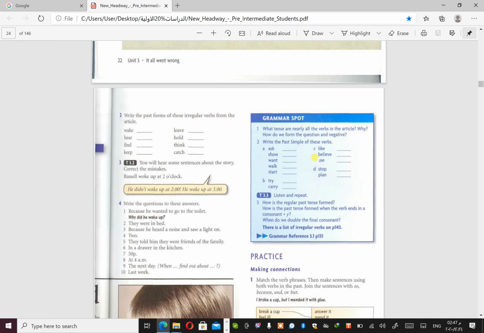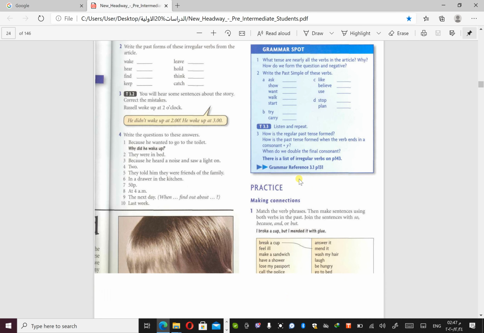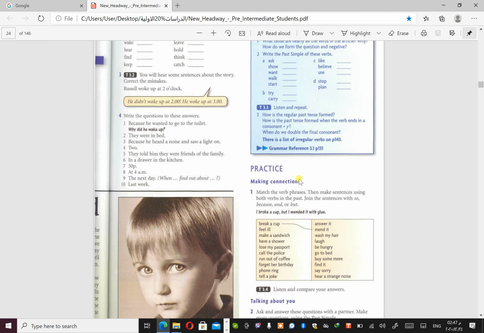Here, some of these verbs already end with E. So in this case I don't need to add ED because that is impossible. So I just add D. Okay, I just added D. Believed and used. So here we just focus on how to write it correctly with the right pronunciation.